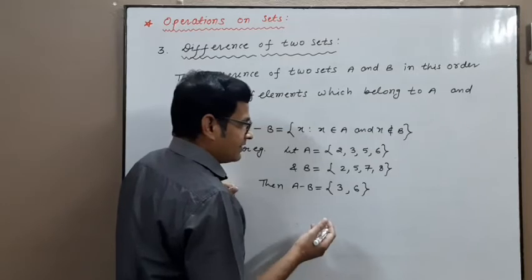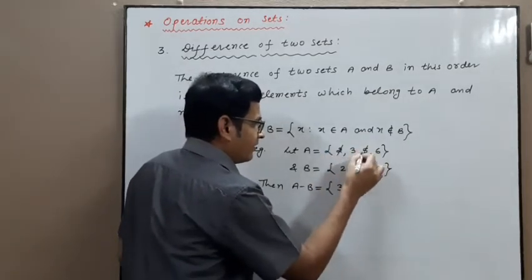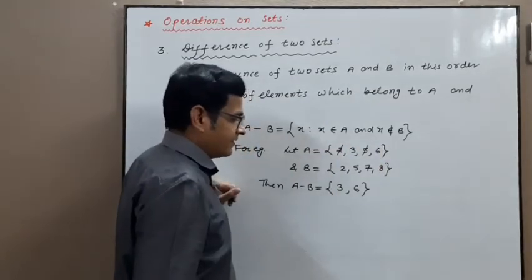And another method: 2 belongs to B, so cut it. 5 belongs to B, so cut 5. Only write the remaining elements, 3 and 6.